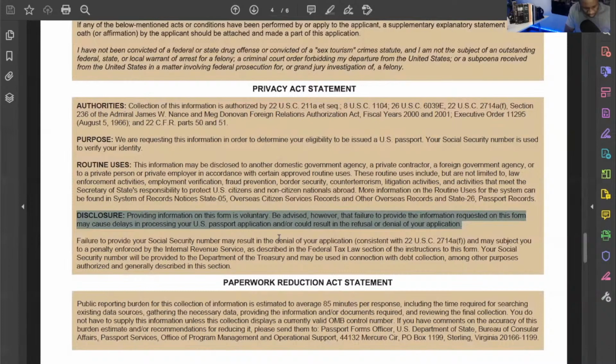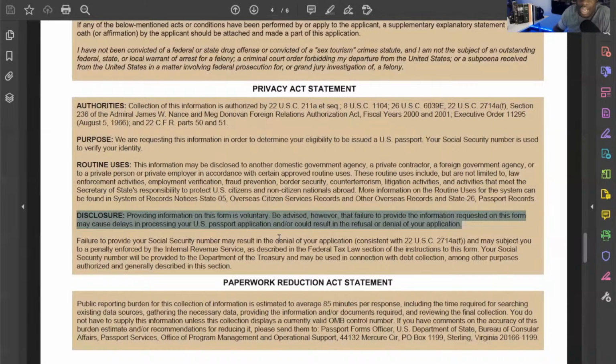So I've been pondering this for months now. Is there a new way to do this application without the social? There is. So me personally, I have come up with a way to do it without the social, but it's going to take you a little bit longer to get that passport. So I don't have a problem putting it on there. Why? Because it's correcting the record of the social.